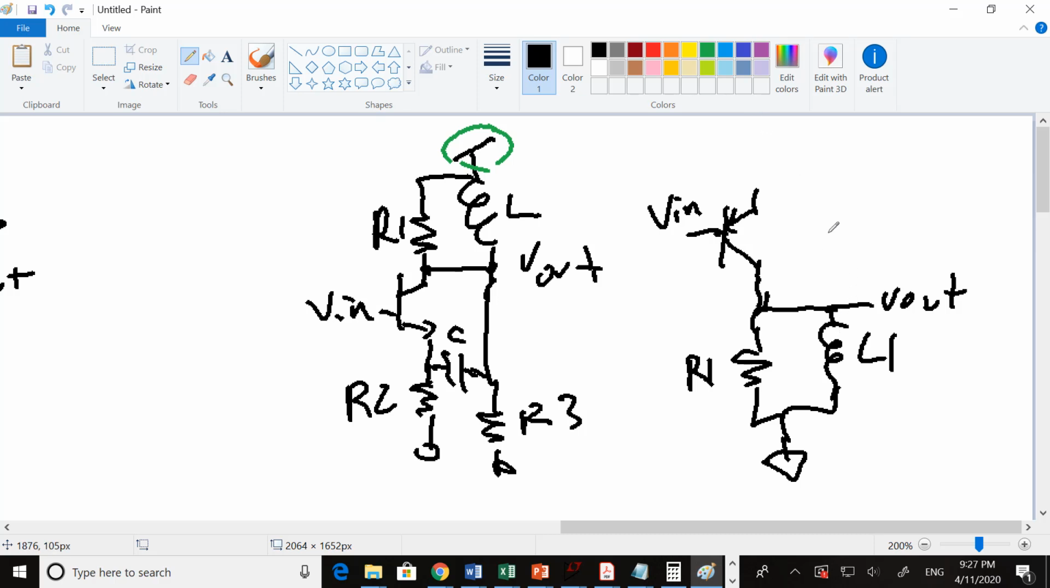Over here, there's nothing, right? So this comes down and hits this node, which is this node. So there's a capacitor kind of connected to V out there. And then on the V out side, there's R3. On the transistor side, there's R2.